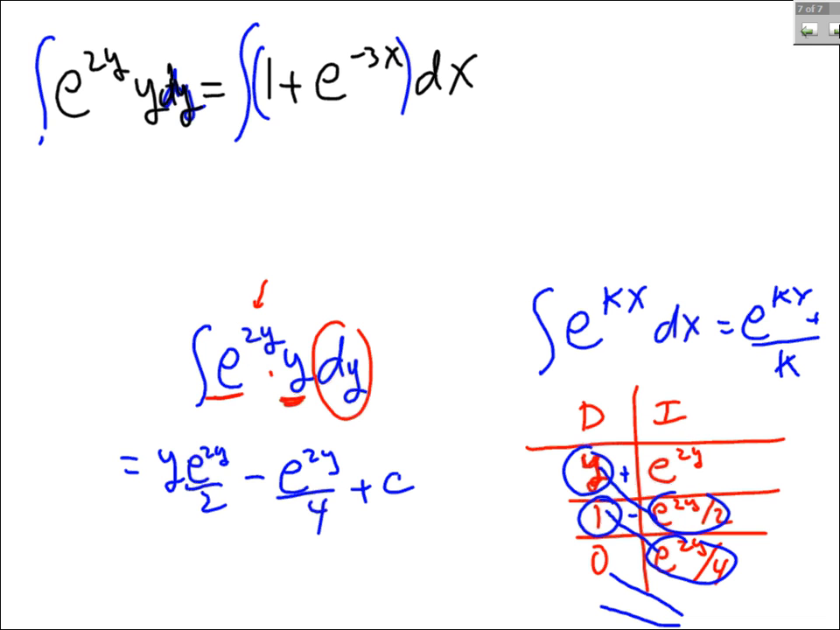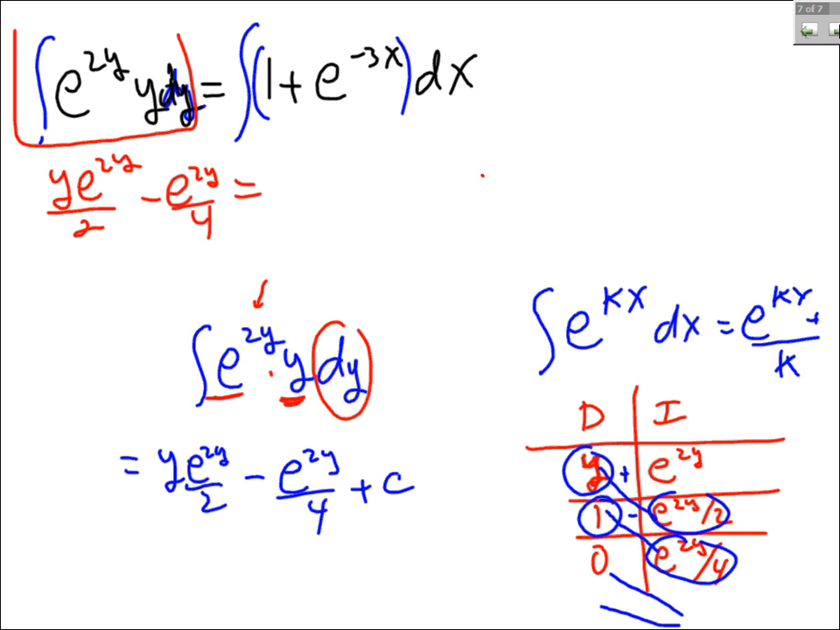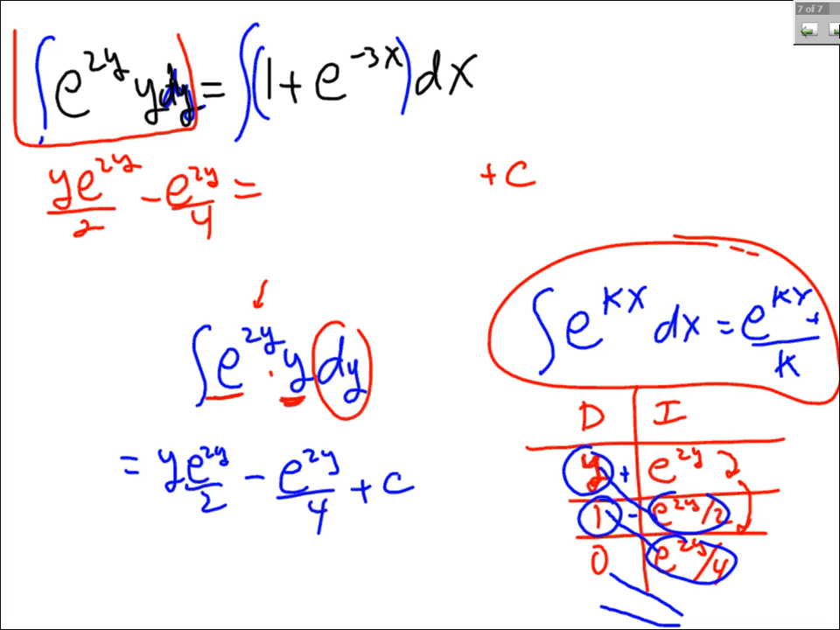So the integral of the left side is y e to the 2y over 2 minus e to the 2y over 4. And with respect to the constant of integration, I'll put it on the other side. And how I integrated was using this rule here. K was 2, so I kept dividing by 2. I divided by 2, then I divided the 2 by 2. If I did it again, I'd divide that 4 by 2, etc.